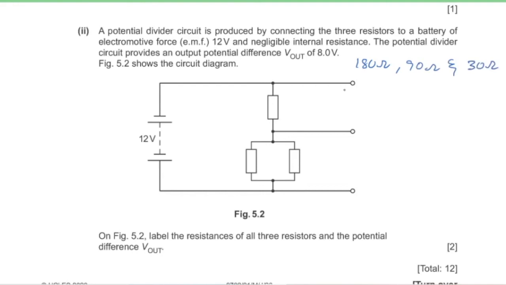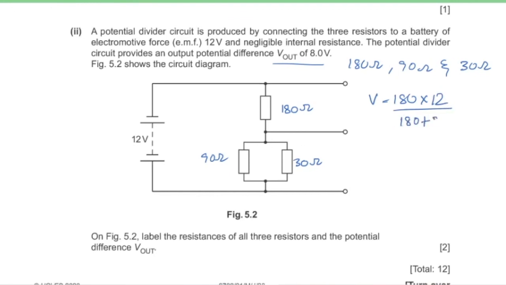We still have no idea whether 8 volts of V out is across this resistor or across this parallel connection of two resistors. Now if we put 180 ohms here in series with parallel combination of 90 ohms and 30 ohms, let's say we calculate V out across 180 ohms. So V out across 180 ohms of resistor is going to be 180 into 12 divided by 180 plus combined resistance of 90 and 30, which is 22.5. That gives me a voltage of 10.7 volts across 180 ohms.